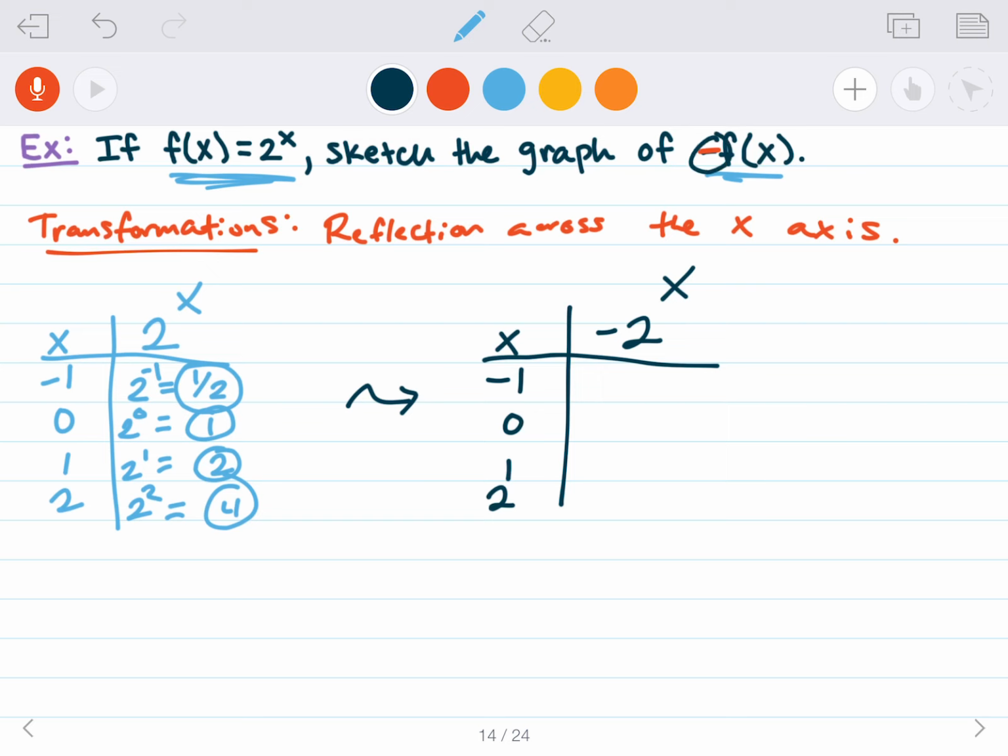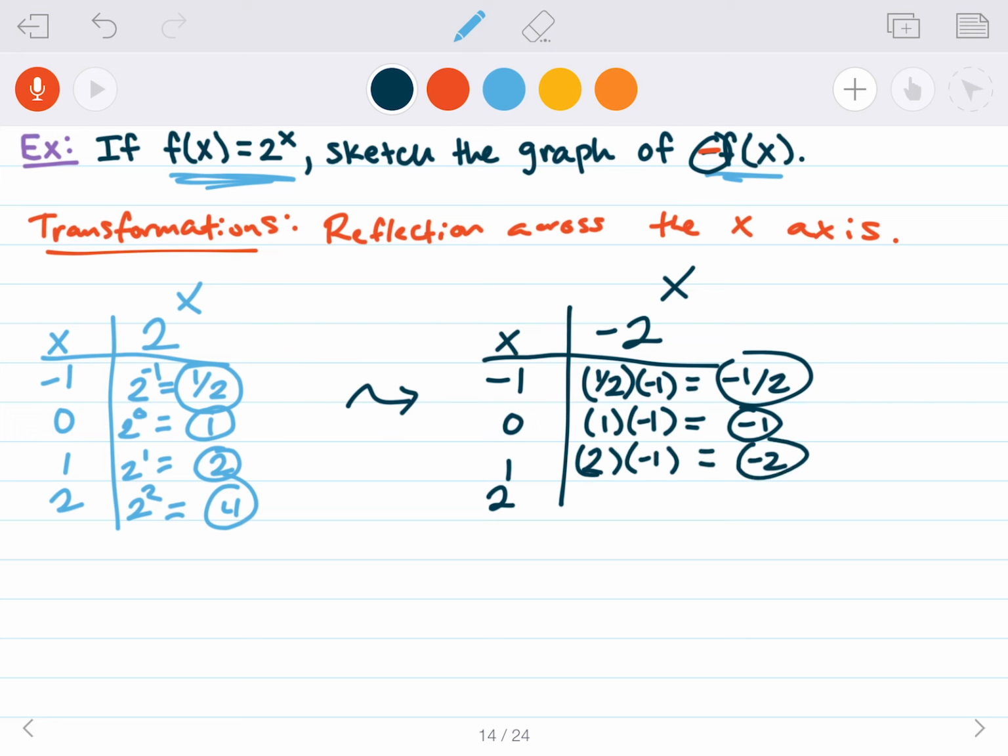That's what we're doing. And you can think of it as a vertical, in this case, we're not compressing or stretching, but you want to think of it in the same way. We're multiplying by -1. So here we have a half times -1 is -1/2. 1 times -1, I'm just taking the outputs and multiplying by -1. 2 times -1 is -2. And 4 times -1 is -4.